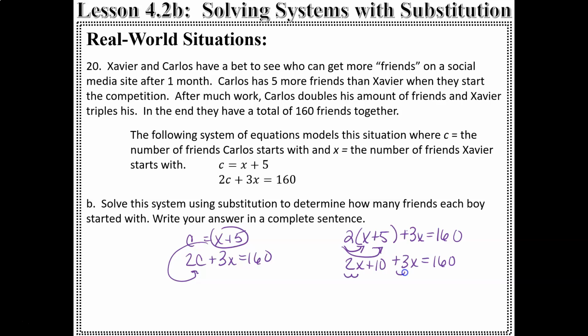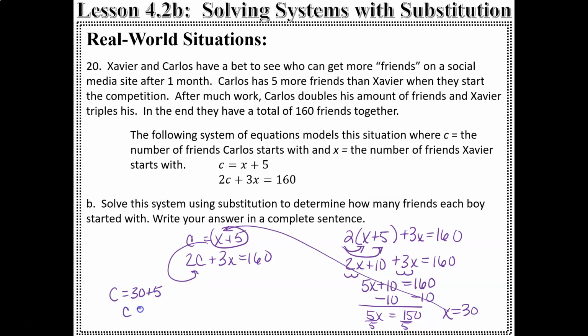I'm going to combine these. I have 5x plus 10 equals 160. Subtract that 10. So I have 5x equals 150. Dividing by 5, x is 30. So that's 30 friends Xavier started with. Now I'm going to plug that 30 in right here. Carlos has 30 plus 5. So Carlos starts with 35 friends.